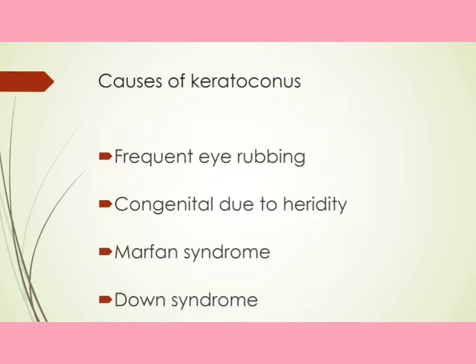Now, what are the causes of keratoconus? First of all, frequent eye rubbing. Suppose a person is having any infection in his eyes, like blepharitis, or any swelling like chalazion. If he rubs his eyes so much, this rubbing leads to injury to the cornea also, so that the fibers of the cornea get weakened, and the corneal shape becomes misshapen.